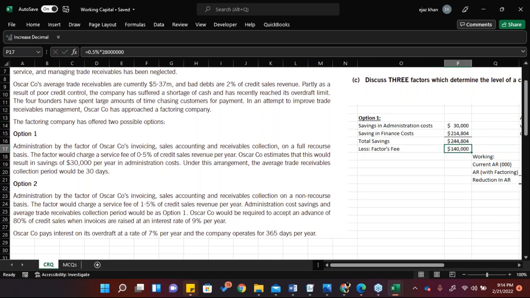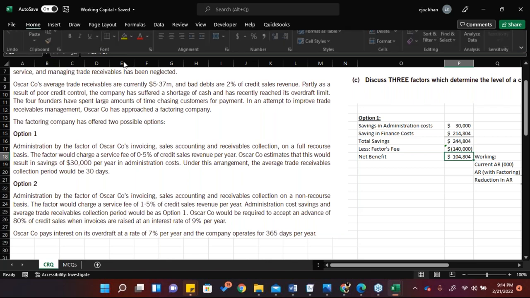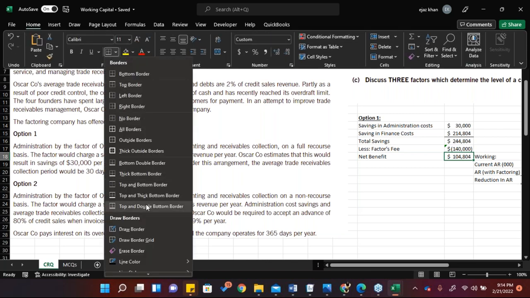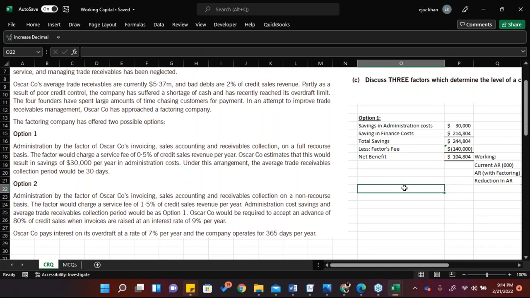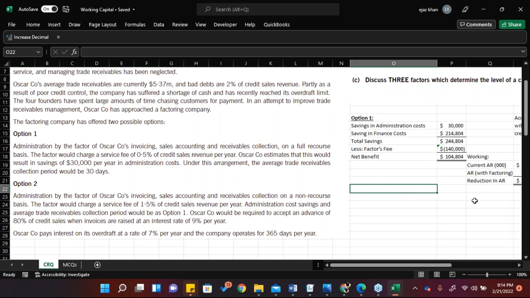28,140,000. So the fee will be 140,000, and the savings are 244,804. So the net benefit in case of option one will be 104,804. So in case we don't have any other option, on financial grounds, we can suggest that the company should be going for this factoring arrangement. But since we have option two as well, we cannot recommend option one at the moment.